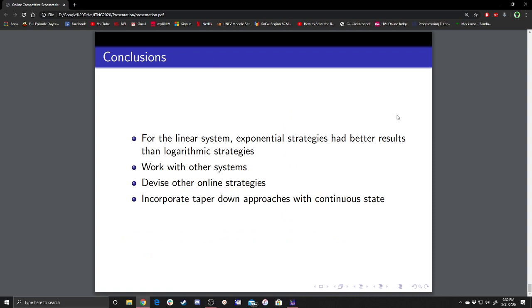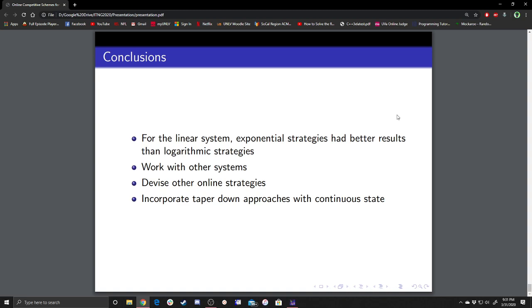So in conclusion, we worked on this linear system, and we tried using the exponential and logarithmic strategies on it. It looks like, on average, the exponential strategy was much better, and a smaller C value gave an overall better competitive ratio, but the larger C values performed better if the idle duration between requests was small. And we want to take this problem and maybe apply different systems as well, to see which systems perform better under what type of strategies, and also work out other strategies as well.